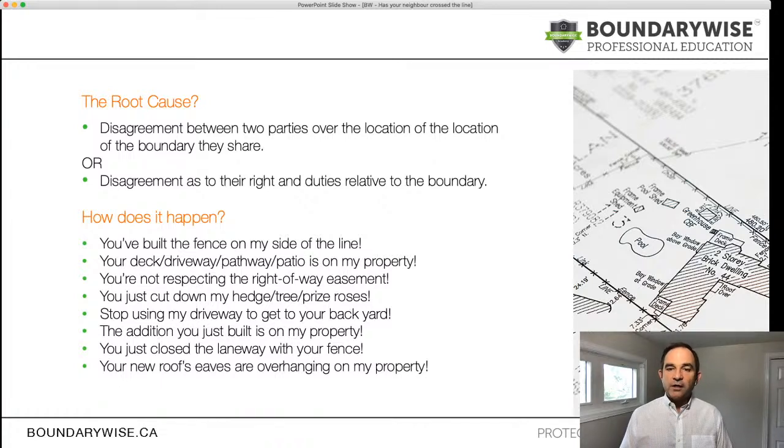We do not want our neighbor using the driveway to get to their backyard. Well, maybe there's an easement. Who knows? The addition our neighbor just built is on our property.